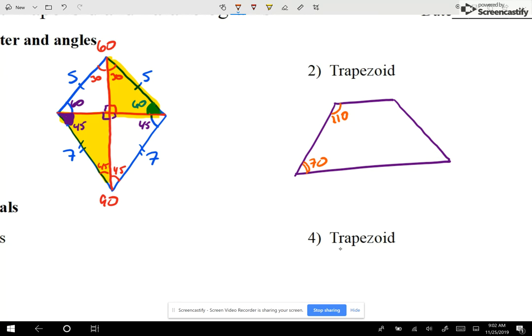Let me erase these. If I tell you these two sides are equal, then the two angles on the left have to match the two angles on the right. So that happens only if I tell you that it's an isosceles trapezoid.